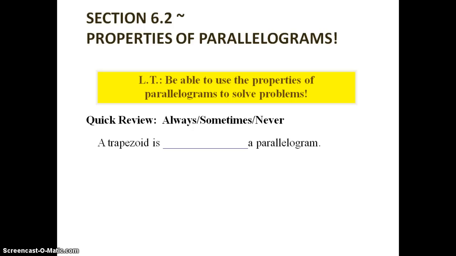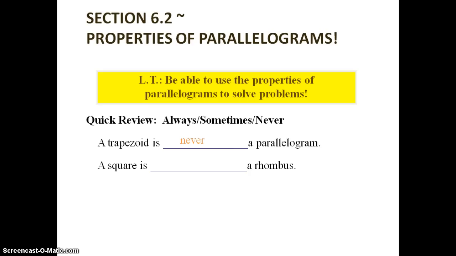A trapezoid is blank a parallelogram. A trapezoid is never a parallelogram because a trapezoid only has one set of parallel sides while a parallelogram has two sets of parallel sides.